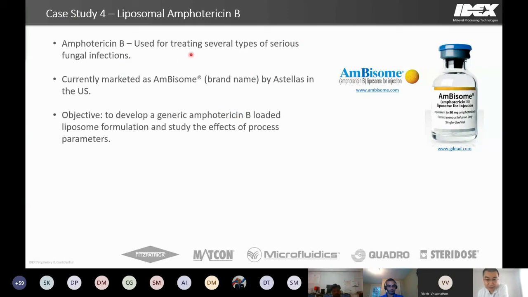Liposomal amphotericin B is a well-known antifungal drug product. Amphotericin B is hydrophobic, so it is encapsulated inside the bilayer region. Liposomal amphotericin B is currently available on the market as AmBisome, marketed by Astellas in the US. The objective of this study is to create a generic amphotericin B loaded liposome formulation and study the effective process parameters to be able to create amphotericin B liposomes with properties similar to AmBisome.